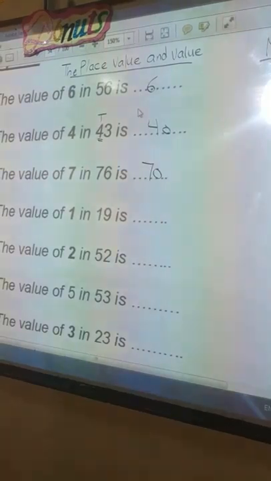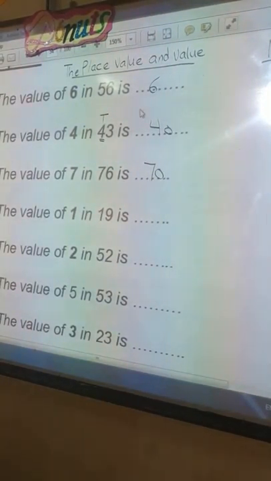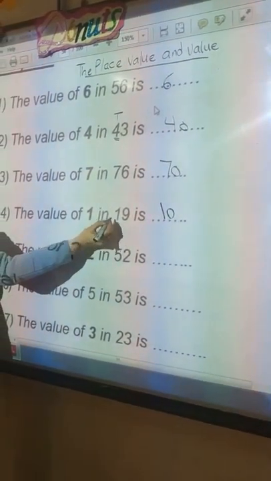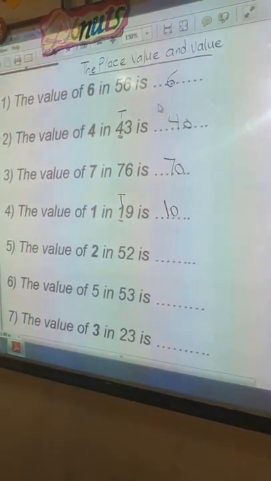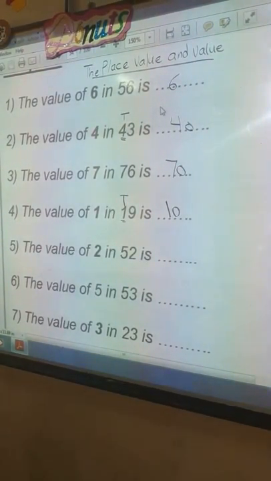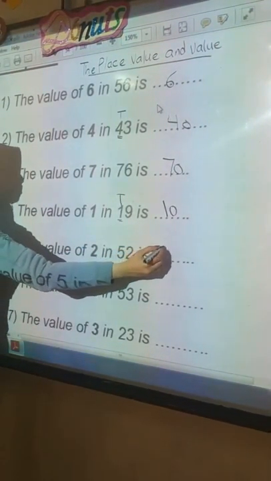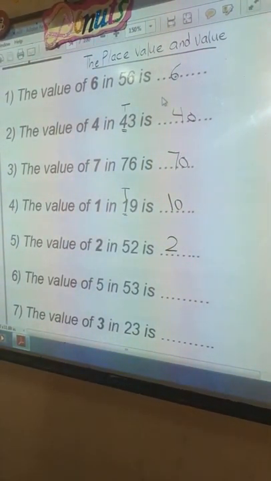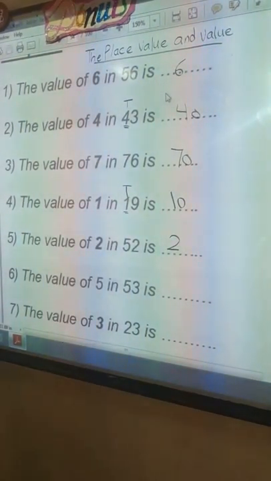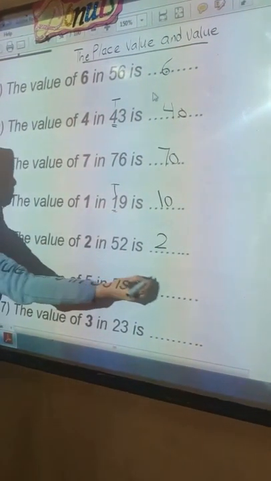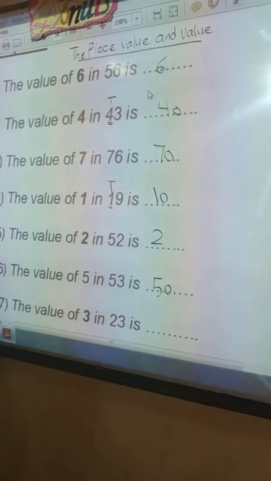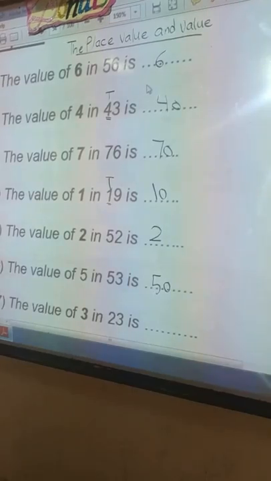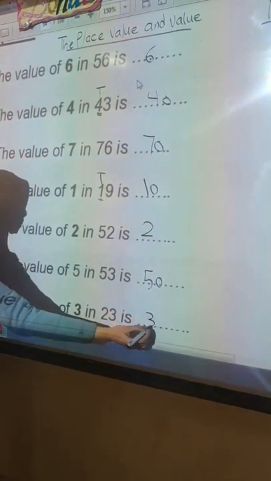The value of 1 in 90 is 10. That's right. Why 10? Because 1 in the tens. The value of 2 in 52 is just 2. Why? Because 2 in the units. The value of 5 in 53 is, that's right, 50. The value of 3 in 23 is 3, because 3 in the units.